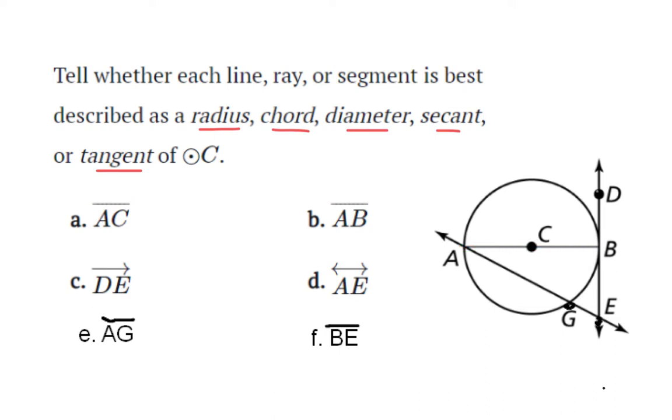DE, they've drawn it as a ray, we could write it also as a line. DE goes from point D and extends infinitely and touches the circle in one point. That would be a tangent. AE goes through the circle. We call that the secant. Segment AG would be here. That's the chord of our segment. So a secant creates a chord.